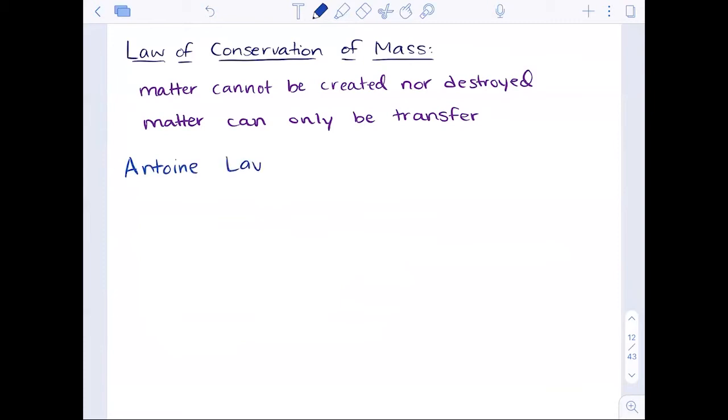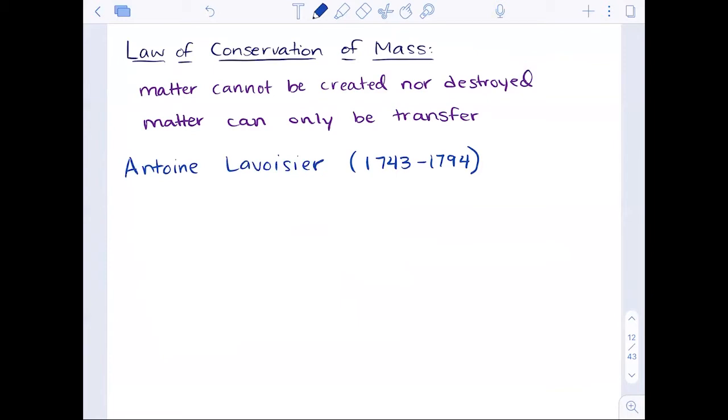Antoine Lavoisier was a French chemist. He lived from about 1743 to 1794. You do not need to know those dates. Those dates are just for you to appreciate. We're painting a picture right now of where we came from, what we can think about in the 1700s. In America, we think about the Revolutionary War, but what else was happening in the world, right?